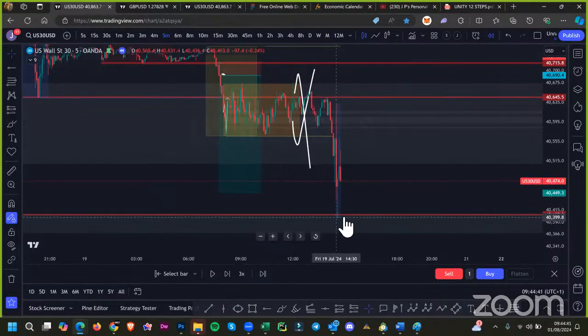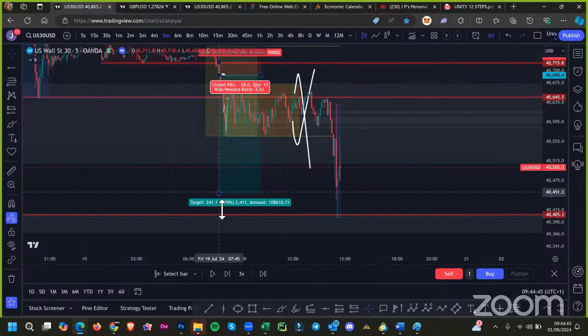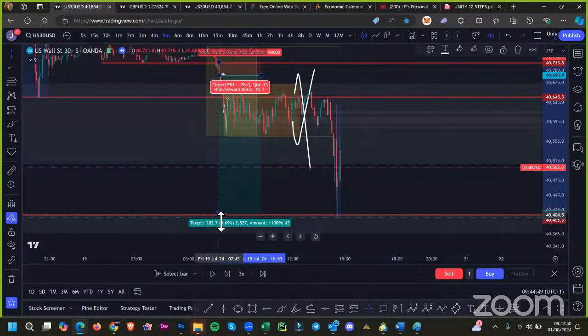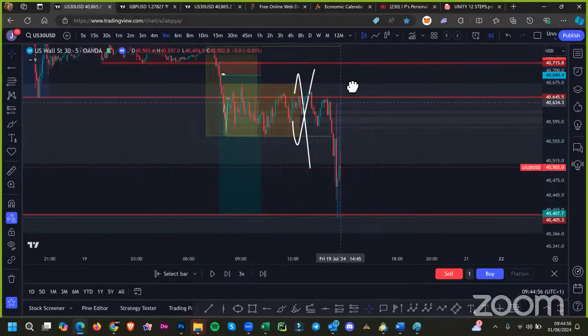What did it go to and have a reaction to? Grabbing our liquidity and giving us our 1 to 10. We are out of this trade. That's it. We're out of this trade. We've got no reason to sit around this trade forever and ever. All right. And we can do that every single time.